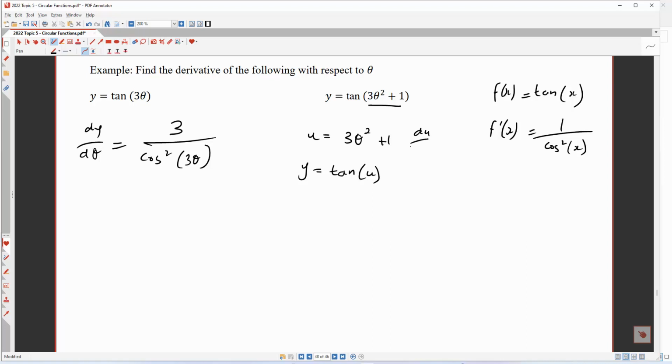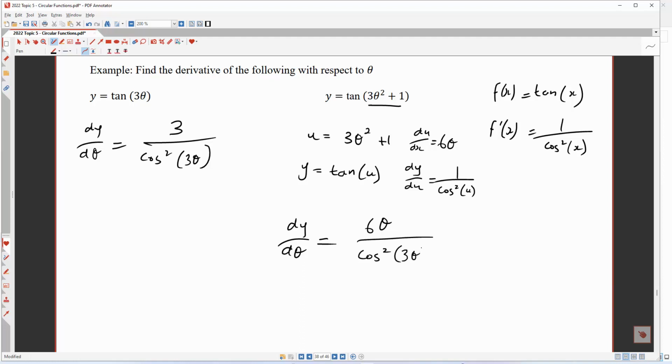Okay, so let's do du d theta. That is 6 theta. So 2 3s are 6, power goes down by 1, and dy du is 1 over cosine of u all squared. So it's this by this with the u sub. So dy d theta is going to be 6 theta in the numerator, over cosine of 3 theta squared plus 1 all squared.